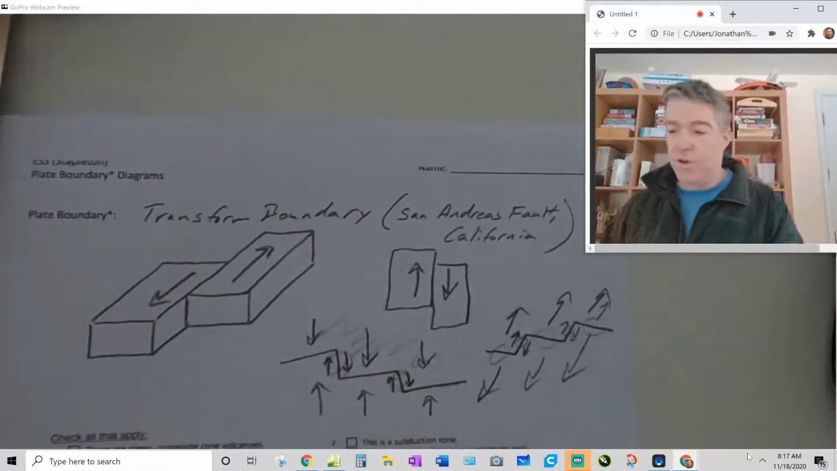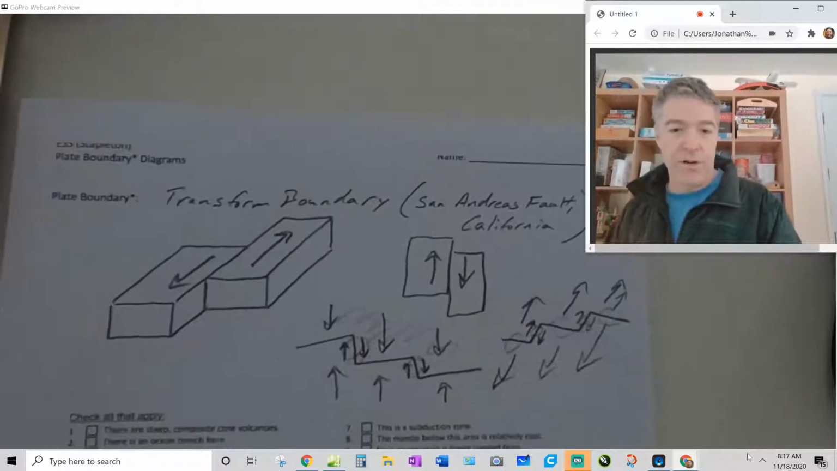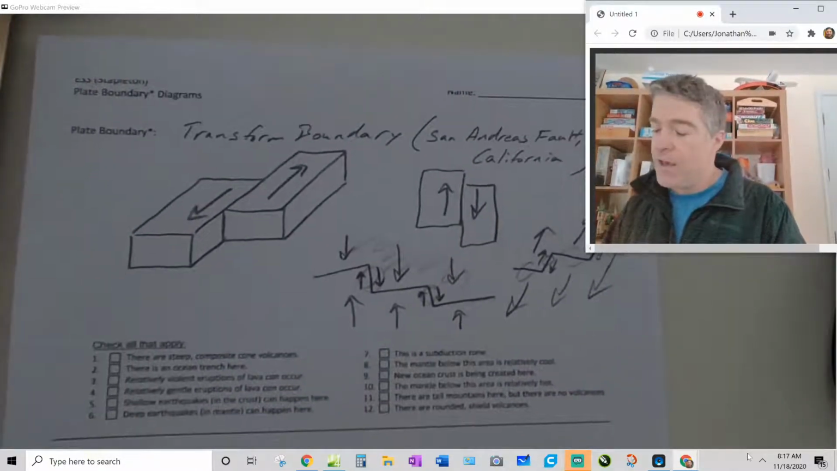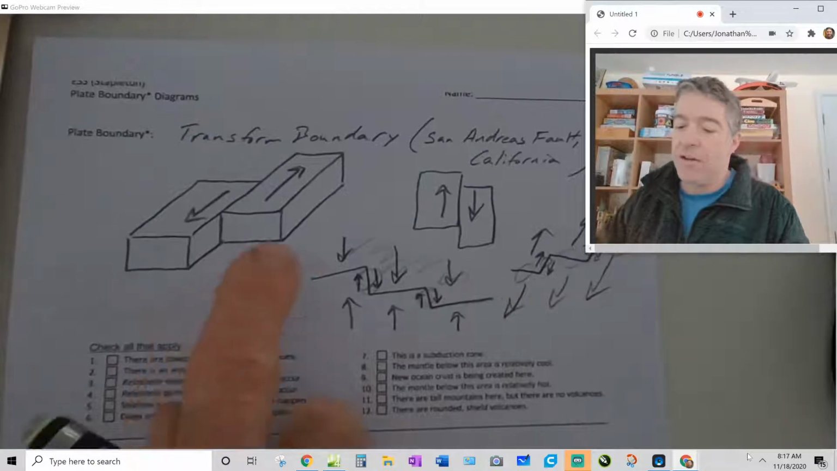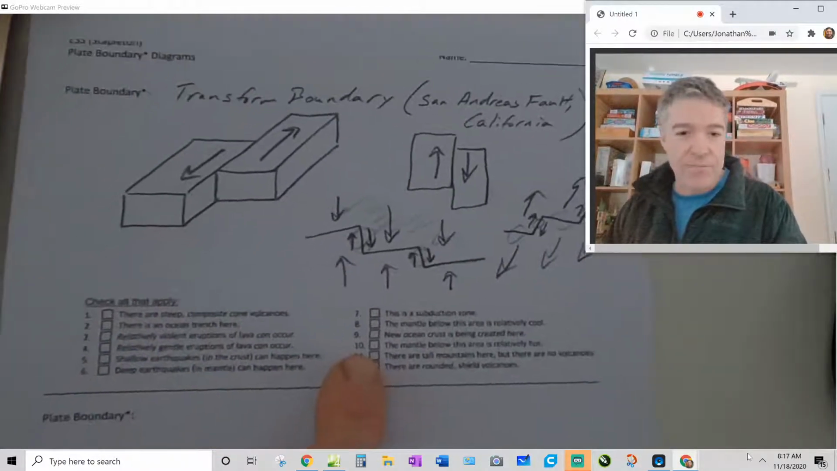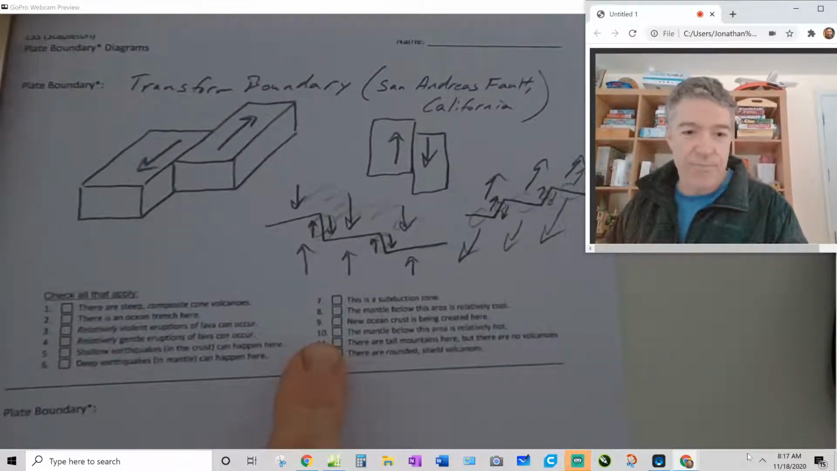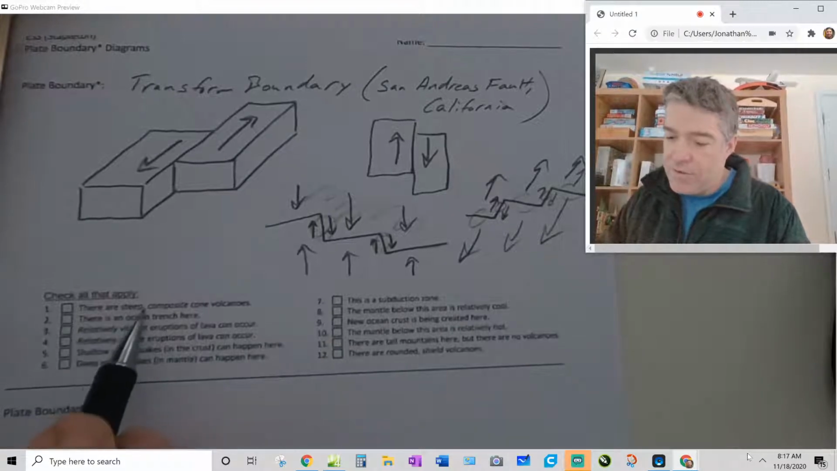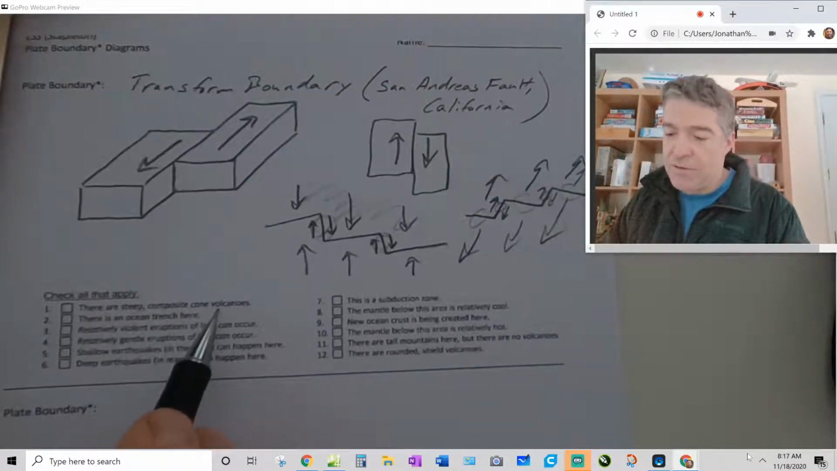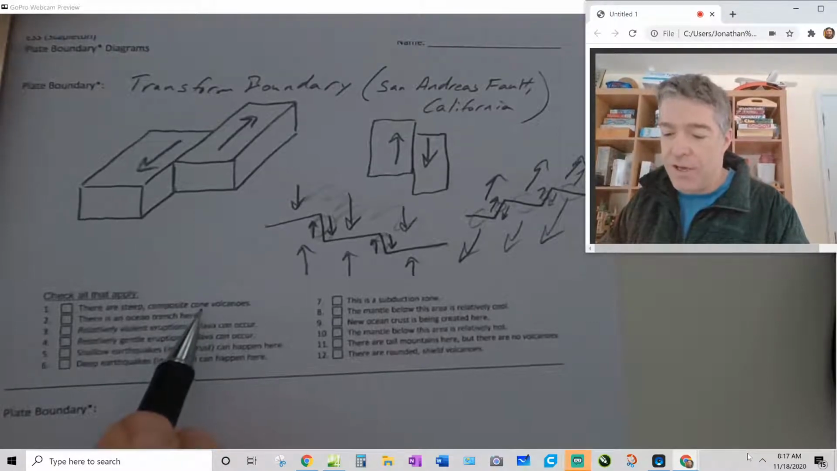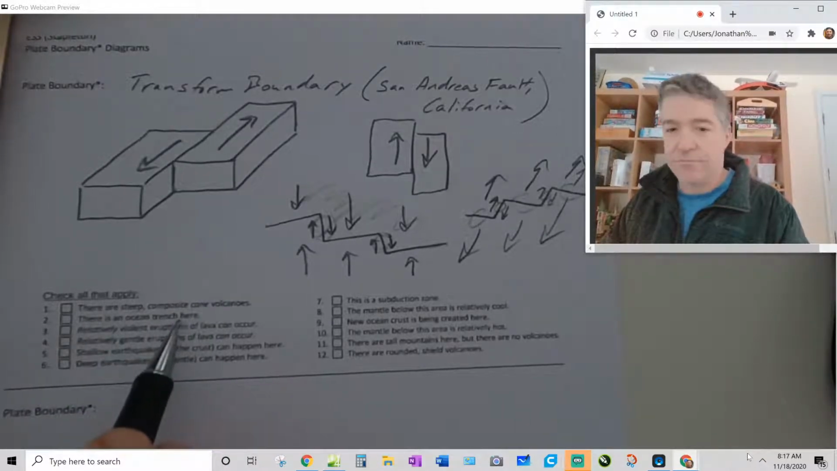That's the most well-known transform boundary, at least as far as I know. The nice thing about it is when we check all that apply, there's not going to be much to check. So, are there steep composite cone volcanoes? There are no volcanoes, so we can skip all the ones with volcanoes. Ocean trench? No.